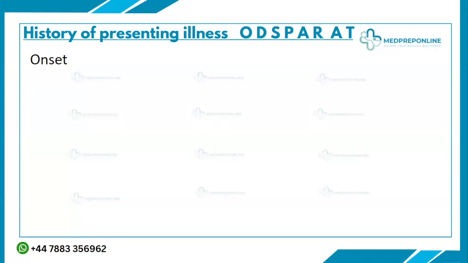So you start with the onset. If it's a cough, when did it start? How did it start? Was it sudden? Was it over a period of time? The duration, the severity, how bad is it? Is it the whole day? Is it at some part of the day? The progression is very, very important. Is it getting worse? Is it improving, or is it the same?